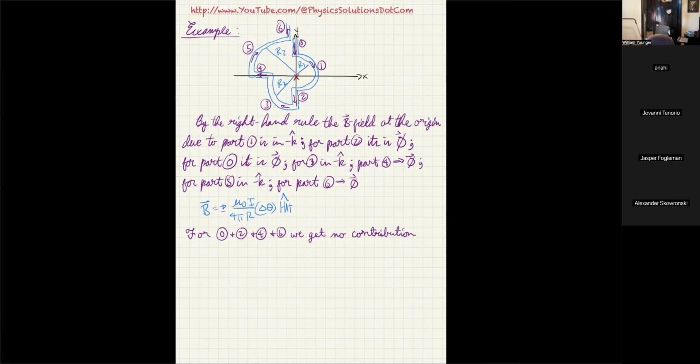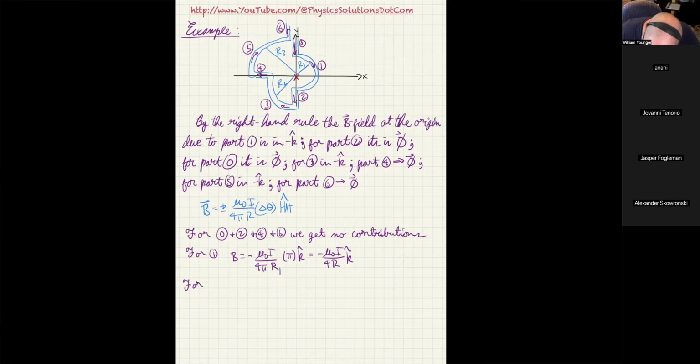And I mean no contributions to the magnetic field. For part 1, we get B is equal to negative mu 0 I over 4 pi r. In this case, it happens to be r1. And in this case, the angle has to be pi, and it is a k hat. So this one turns out to be negative mu 0 I over 4 r1 k hat. Now that was for part 1.